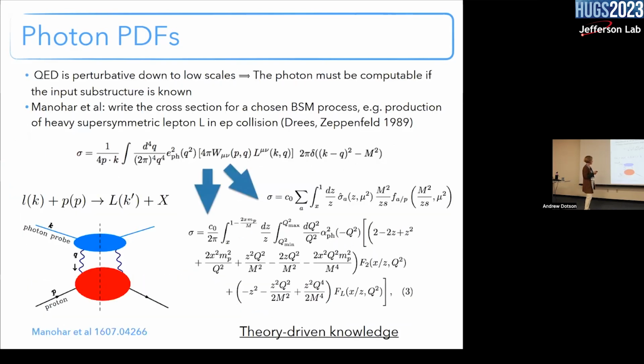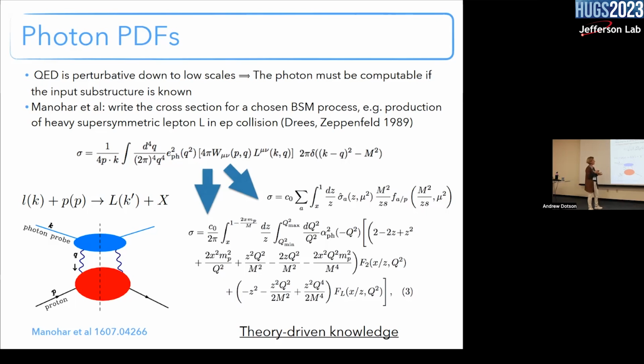But then there was this breakthrough by Manohar, Nason, Salam, and Zanderighi, and I encourage you to read this paper if you have the stamina to do so, because it's a very nice one. The idea was, they said, we know that QED is a perturbative theory down to low scales. So the photon must be computable perturbatively if the input is known.